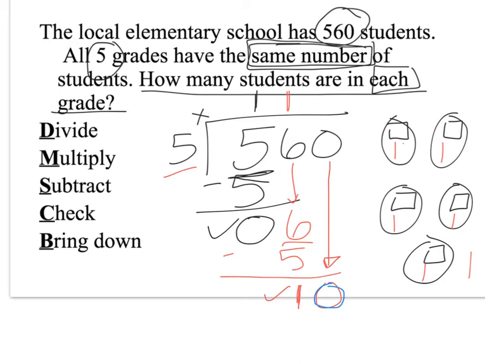So if I think about it, I can do 1, 2, 3, 4, 5, 6, 7, 8, 9, 10. So that means I can put 2 into each group if I have 5 groups. So 10 divided by 5 is 2. 2 times 5 is 10. I'm going to subtract 0, check to make sure that 0 is smaller than my divisor of 5. It is. I have nothing left to bring down. So my answer to the question, how many students are in each grade? There would be 112 students.